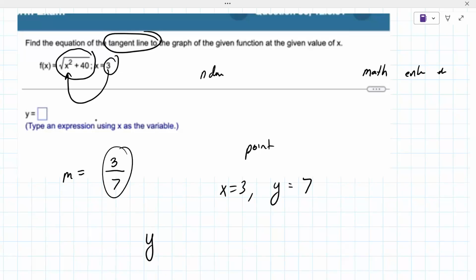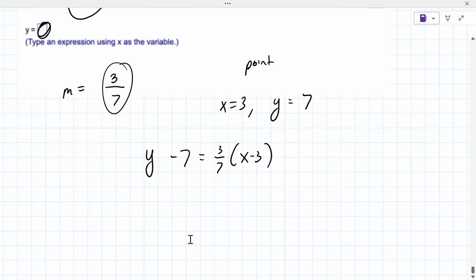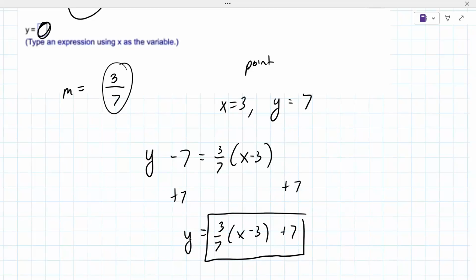So now normally we would write y minus 7 equals 3/7 times (x minus 3). But this time it says y equals, which means you have to move the 7 over to the other side of the equation. You don't have to expand, you just have to get it by itself. So this is the answer that they're looking for. Okay, that was right.